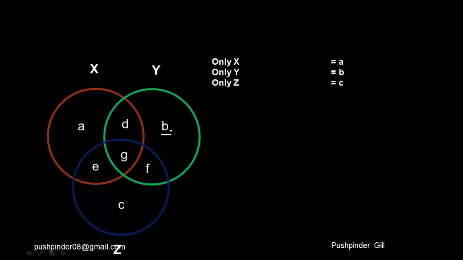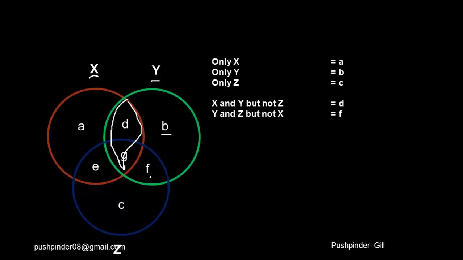Then, if you have to calculate how many people would like product X and product Y, that would be this area, D plus G. But if I ask you product X and product Y, but not product Z, that would be just this area D, because G contains product Z as well. Similarly, if I ask you Y and Z, but not X, that would be F. Similarly, X and Z, but not Y, that would be E. So this is the way it is.